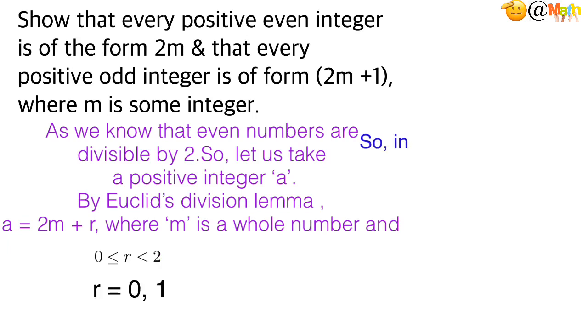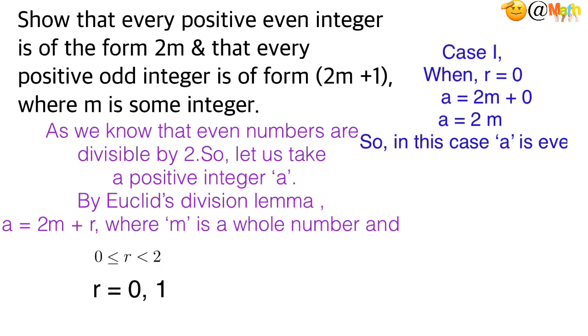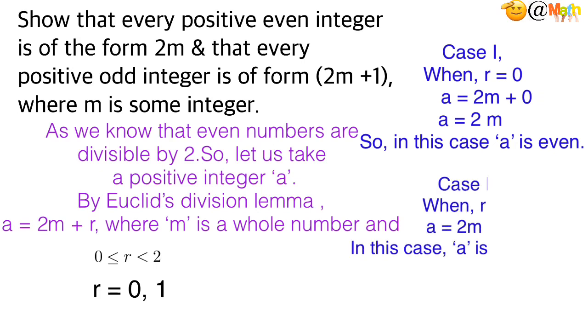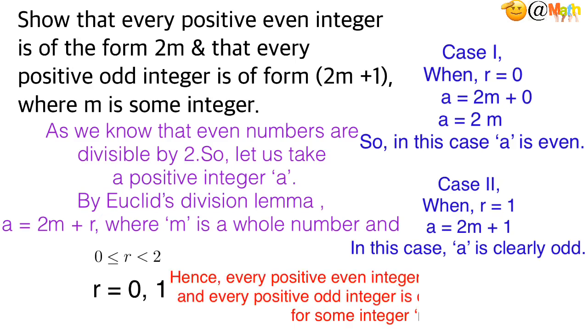Let us take the first case. When r is 0, a is equal to 2m, so it is even. In the second case, r is equal to 1, so a is equal to 2m plus 1. In this case, a is odd. Hence, every positive even integer is of the form 2m and every positive odd integer is of the form 2m plus 1.